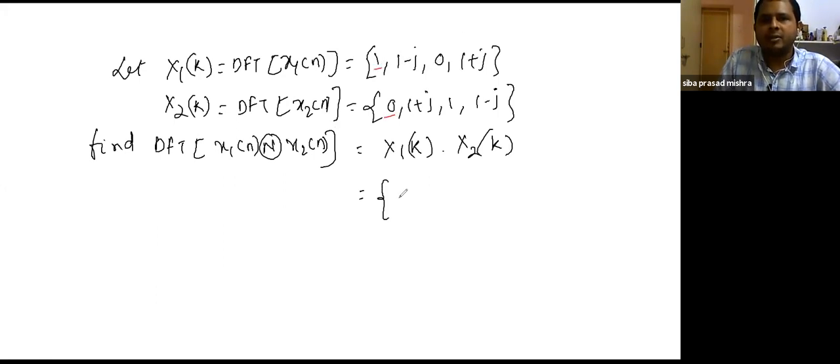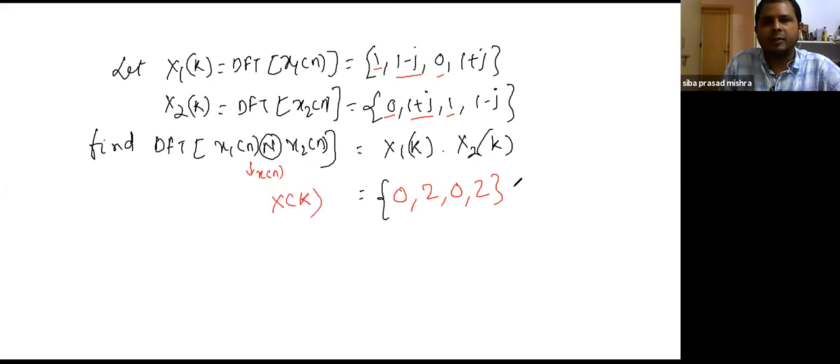1 multiplied by 0 is 0. 1 minus j multiplied by 1 plus j is 2, because 1 squared minus j squared is 2. 0 multiplied by 1 is again 0. 1 plus j multiplied by 1 minus j is again 2. So your answer is 0, 2, 0, 2. This is the DFT of x1(n) circular convolution x2(n). If x1(n) circular convolution x2(n) equals x(n), then this is your X(k).